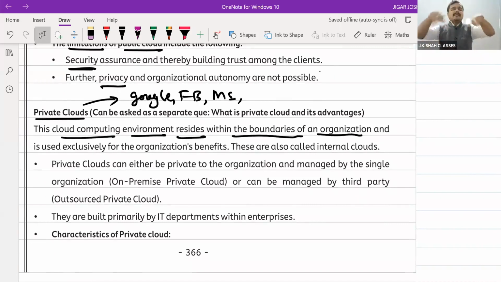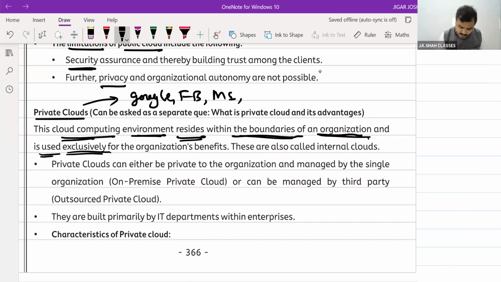Sir, it is in the Google premises only. So, the private cloud: this cloud environment resides within the boundary of an organization and is used exclusively. Exclusively means only for the organization's benefit. If it is public cloud, it can be used by many. But if it is private, then it will be exclusively for you.